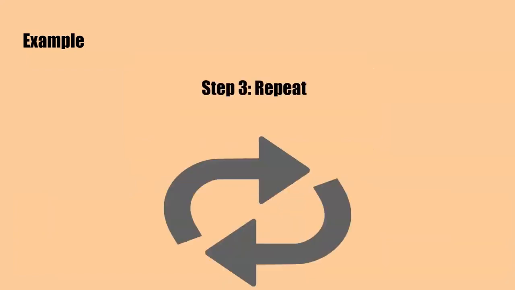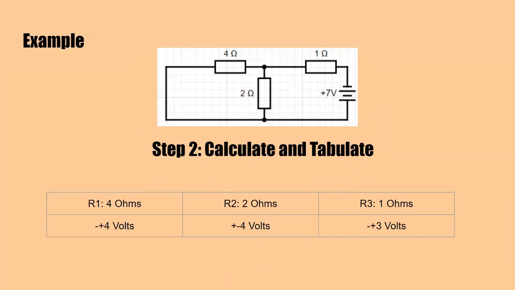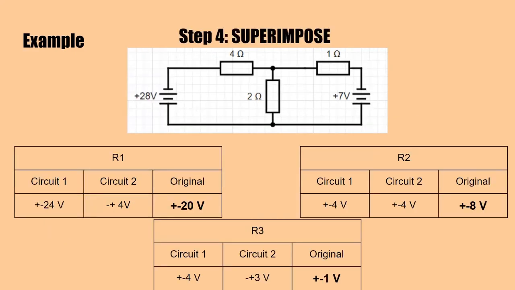And you repeat that for the second circuit that you've made. And again, finding the voltage drop at each resistor, noting down the polarities of each one. Then superimposing them together, you find the final answers for the voltage drops across each resistor in the original problem. And that's how easy superposition is.